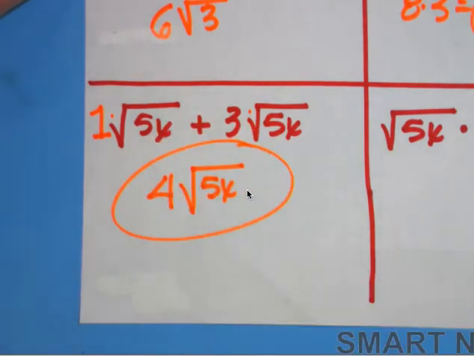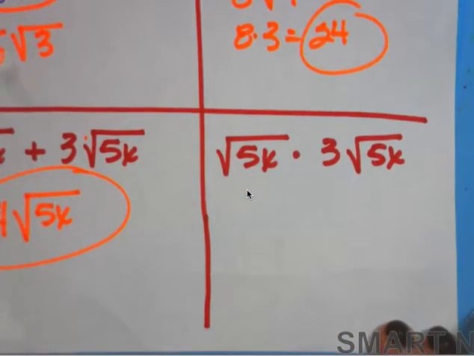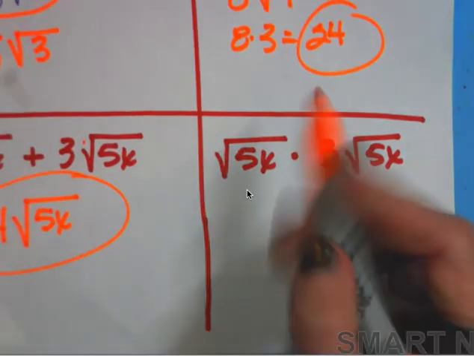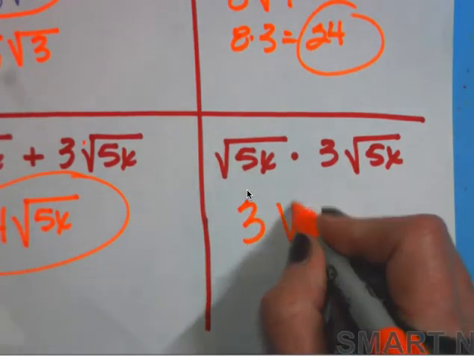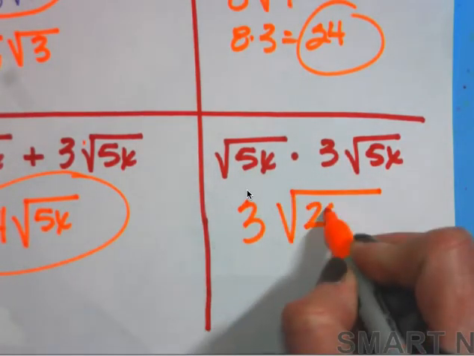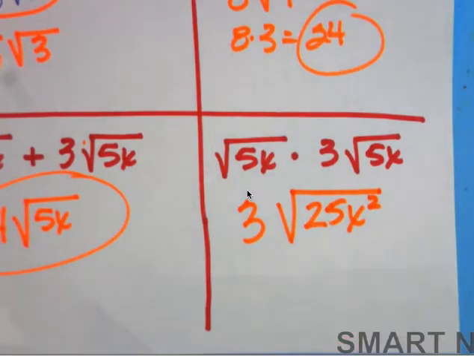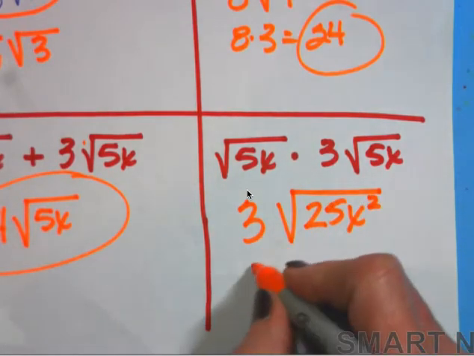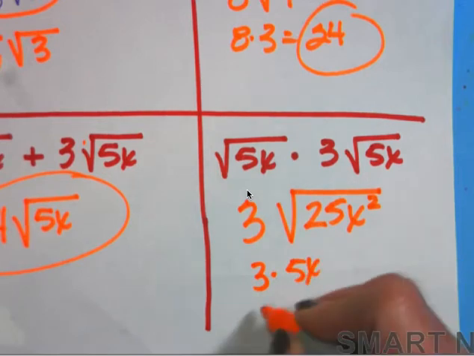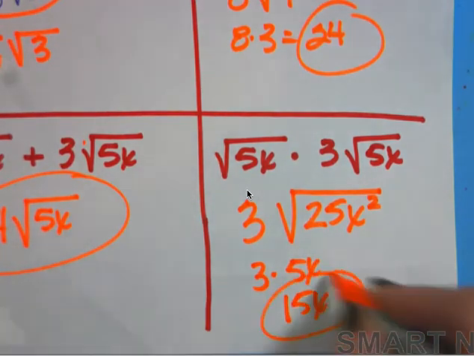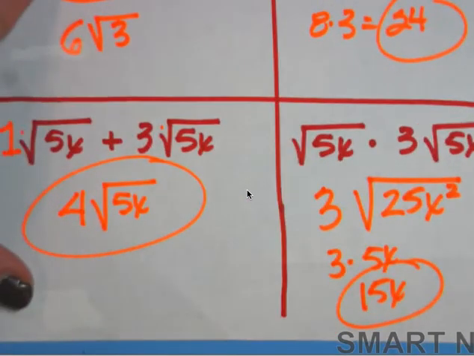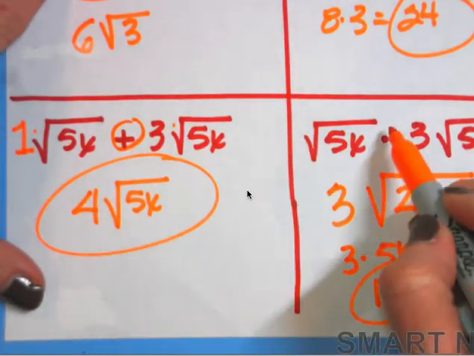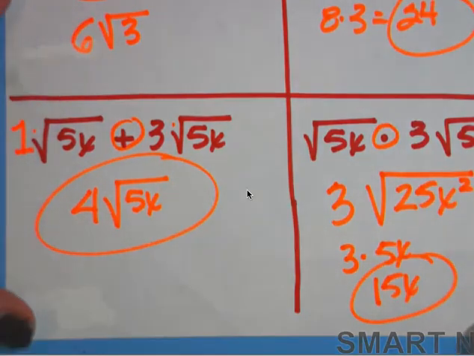To compare this to multiplication, an old skill, here I would have 3, and then underneath the radical, I would have 25x squared. And that simplified expression would be 3 times 5x, or 15x. So you can see that the operation between the two expressions, you handle that in a different way.